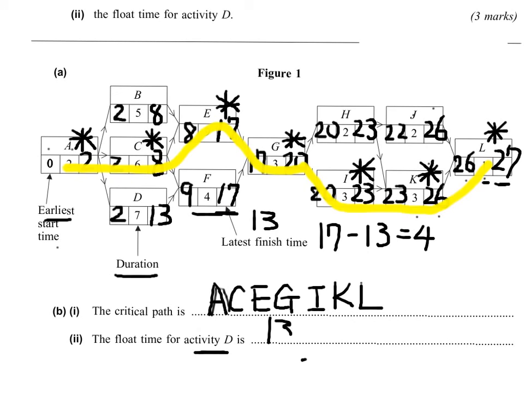So let's look at activity D. Activity D, 13th day is the deadline, and starting on day 2, taking 7 days to finish. So 13 take away 9 is 4, so the answer is 4 days.